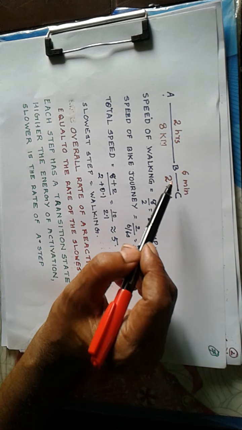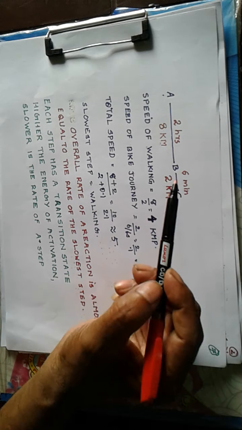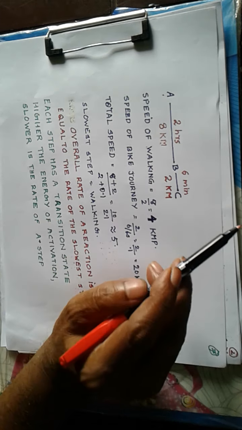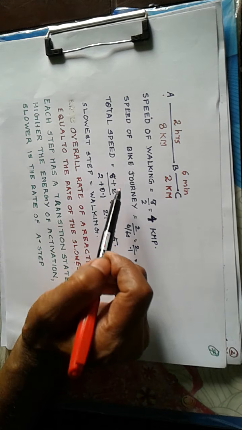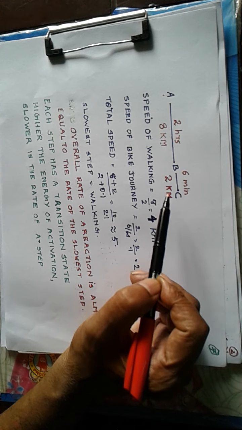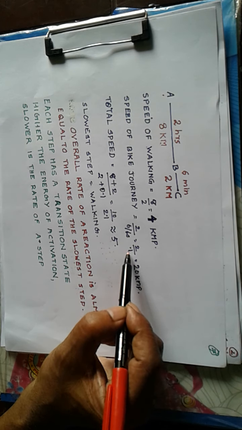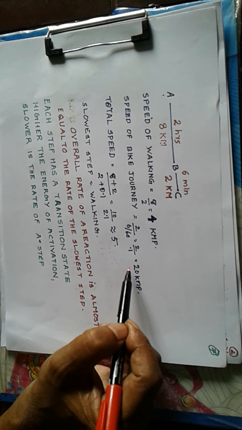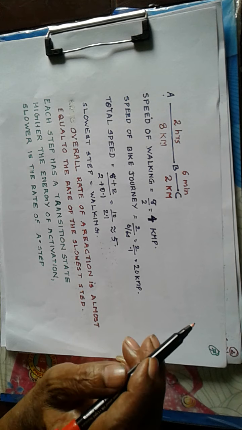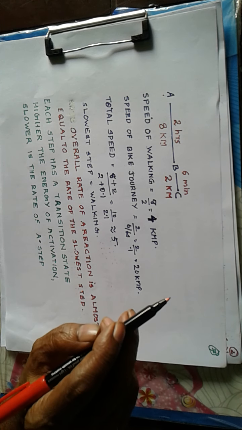So two steps are there, A to B and B to C. Now the speed of walking is 8 kilometers by 2 hours, that is 4 kilometers per hour. And the speed of the bike journey is 2 kilometers by 6 minutes, and 6 minutes is 6 by 60 hours, that is 0.1. So 2 by 0.1 is 20 kilometers per hour.